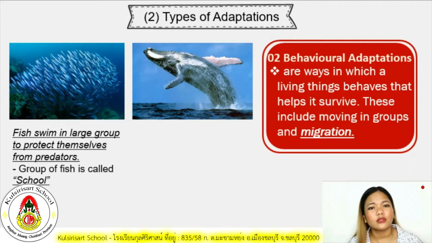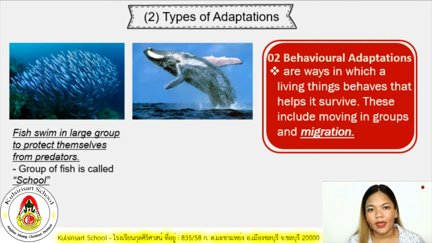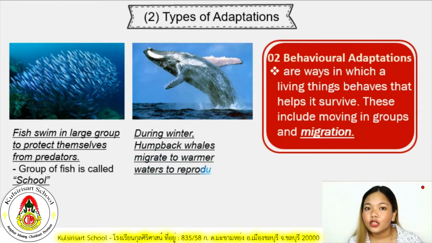As you all know, some fishes are not as big as other fishes. When you're something like a sardine, which is a very small type of fish, what they do in order to protect themselves from predators is swim in a large group, and this large group of fish is called a school of fish. In this way, they can protect themselves from being eaten by bigger fishes in the ocean. So this is one behavioral adaptation among animals. And the second one is that during winter, humpback whales migrate to warmer waters to reproduce.